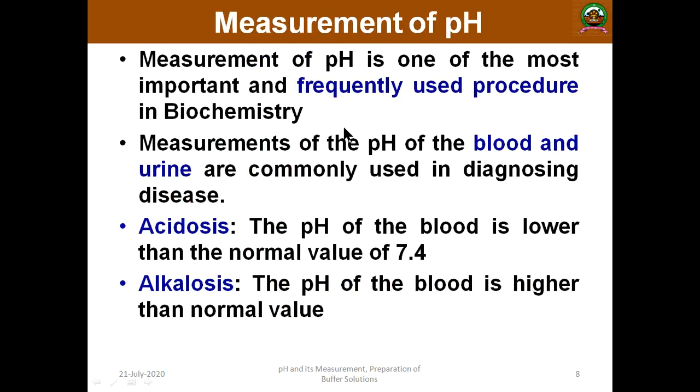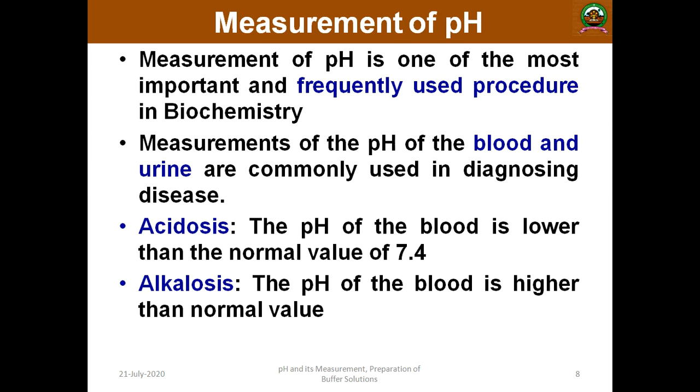Now, how will you measure the pH? The pH measurement is very important in biological science, and it is one of the most important and frequently used procedures in biochemistry. The measurement of the pH of blood is very common. When you test the blood, they will measure the pH. Similarly, when you test the urine, they will measure the pH.